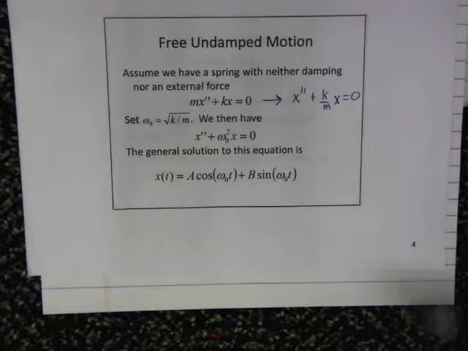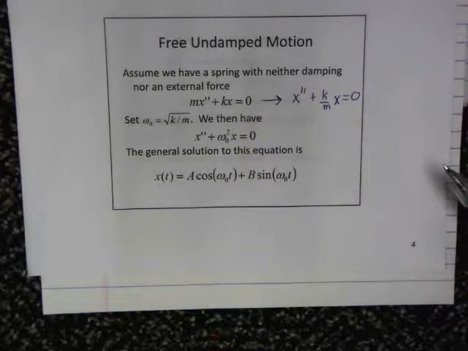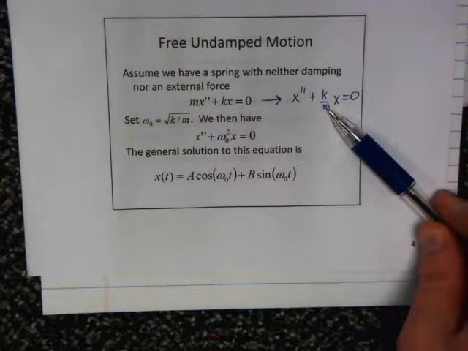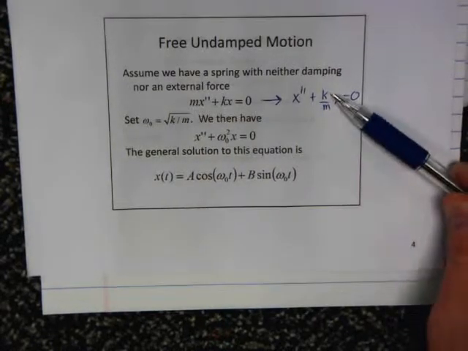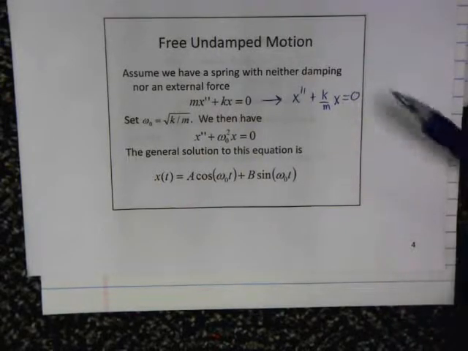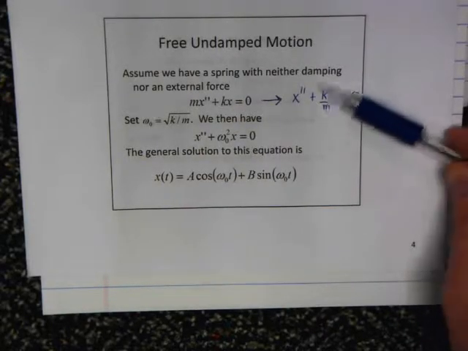What can you tell me about k and m? What kind of numbers are they? They're constants. More specifically? What's m stand for? Mass. Mass is always a positive number, correct? What about k? What was k again? Spring constant. The spring constant is a positive number. So these are both positive numbers.